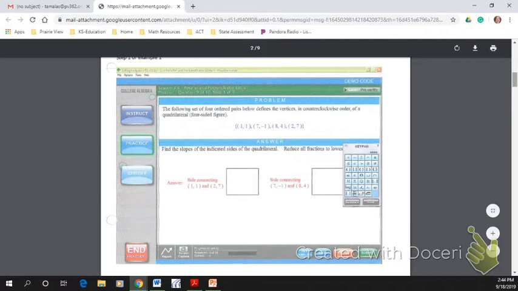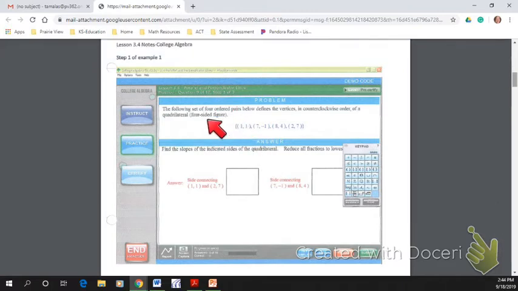Okay, so in example 1, they tell you that you have these 4 points, and those 4 points make a quadrilateral, which, if you don't remember from geometry, is simply a 4-sided object. So it could be a trapezoid, it could be a square, it could be a rectangle, it could be a parallelogram, could just be a quadrilateral, 4 weird sides. But anyway, these points make the 4 sides of the quadrilateral. And part A, the first step to this problem, says find the slopes of the indicated sides of the quadrilateral.